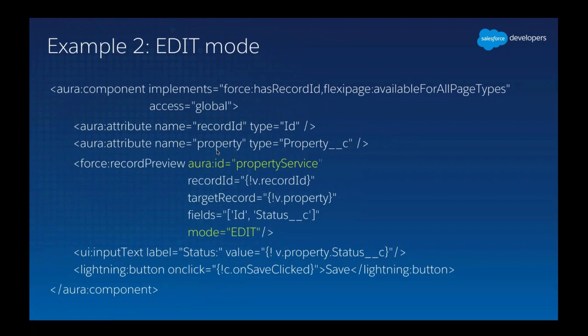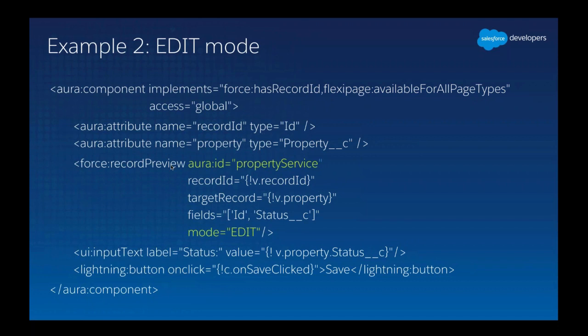And so to work in that mode, all you have to do is add the mode attribute to the force record tag and set mode to edit, indicating that you intend to modify the record. And then the other thing you'll have to do is provide an ID to that record object so that we can reference the record in code, and I'll show you how you would do that in a second.